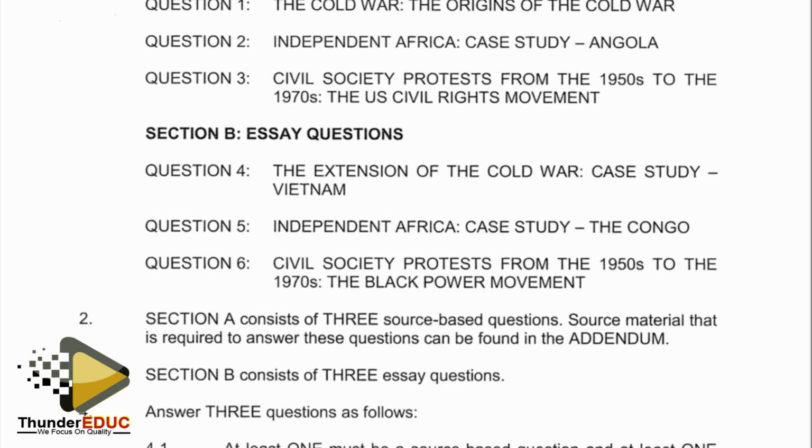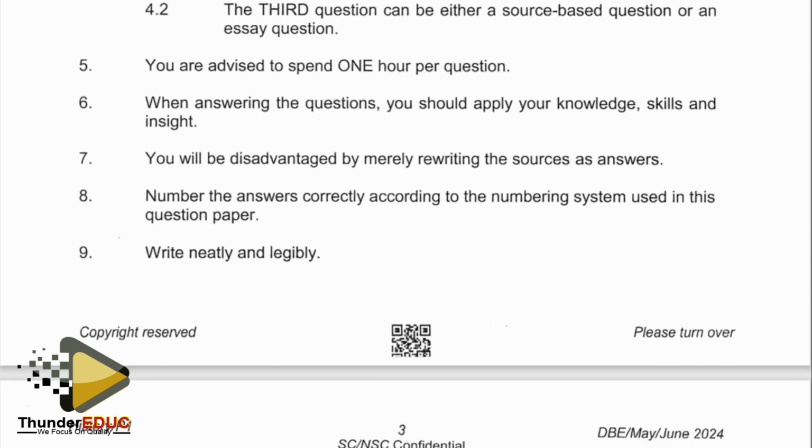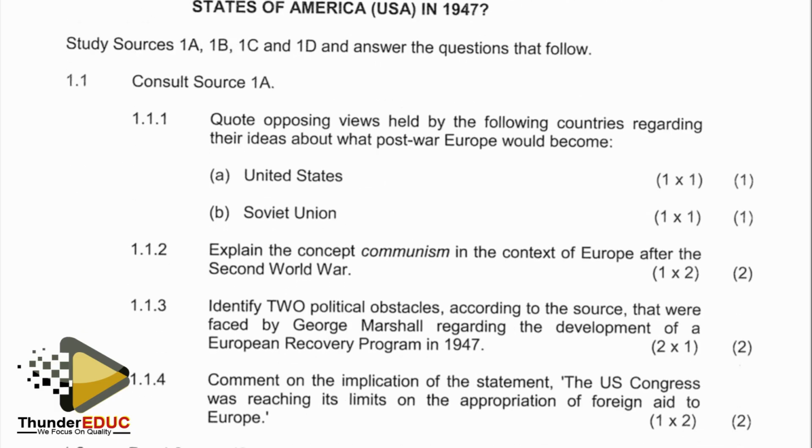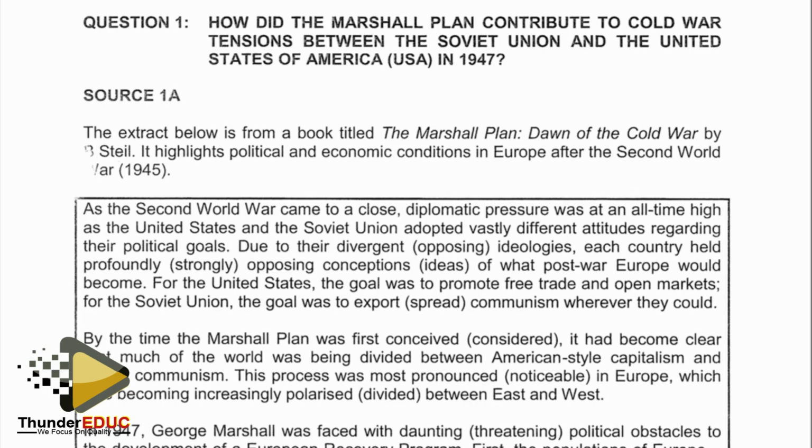Let me quickly go through the questions and lead you to them. The questions that you have here are referral questions to Source 1A. The guiding question is: how did the Marshall Plan contribute to Cold War tensions between the Soviet Union and the United States of America, USA, in 1947?